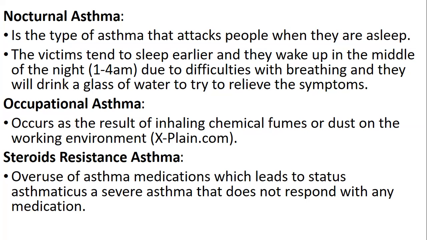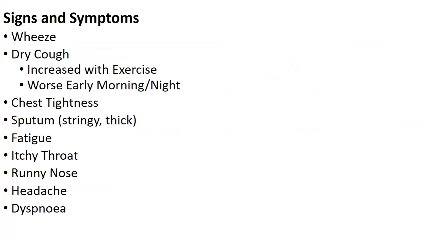Occupational asthma occurs as a result of inhaling chemical fumes or dust in a working environment. Then there is steroid resistance and overuse of asthma medication, which leads to status asthmaticus, which is a severe asthma that does not respond to any medicine. So at that point, that is the worst. Okay, that is the worst, in which you have tried to take this and that medication, nothing is working, and the condition just keeps on worsening.